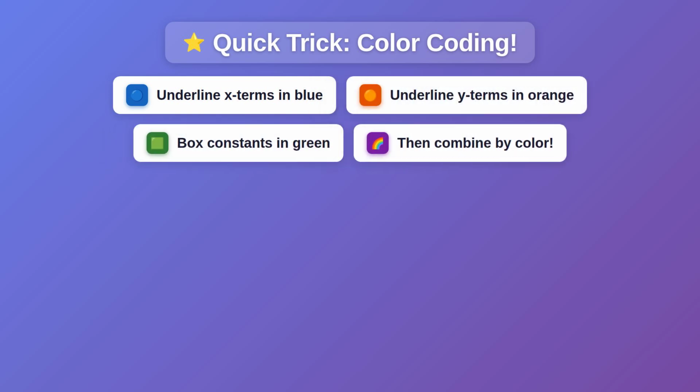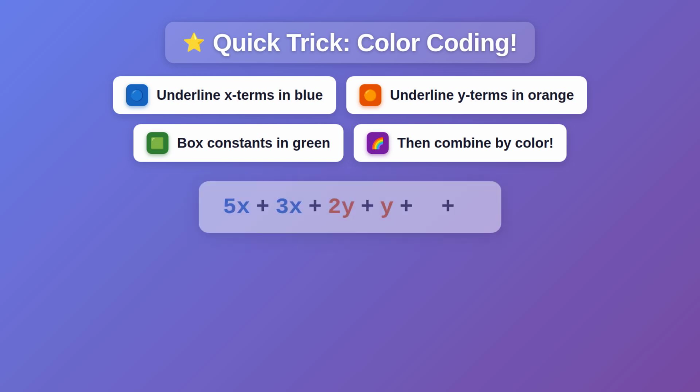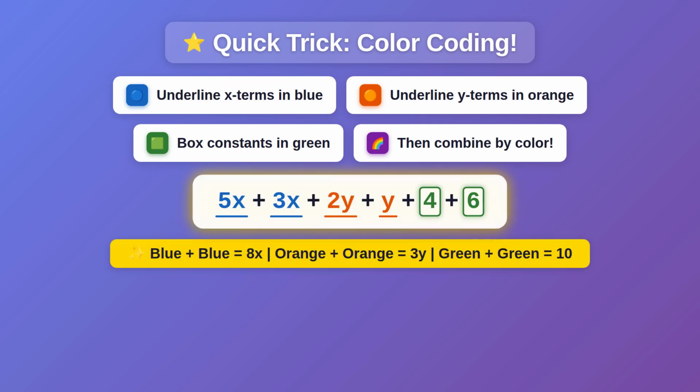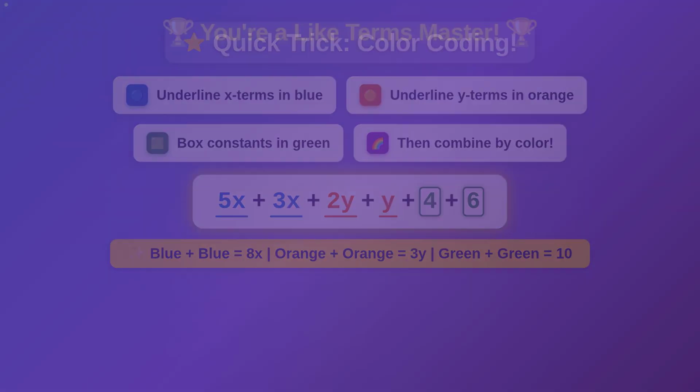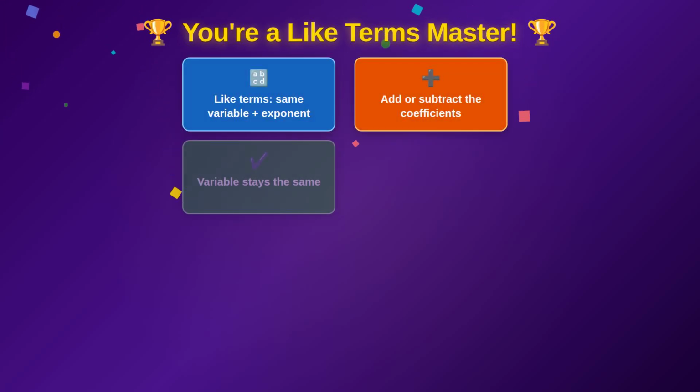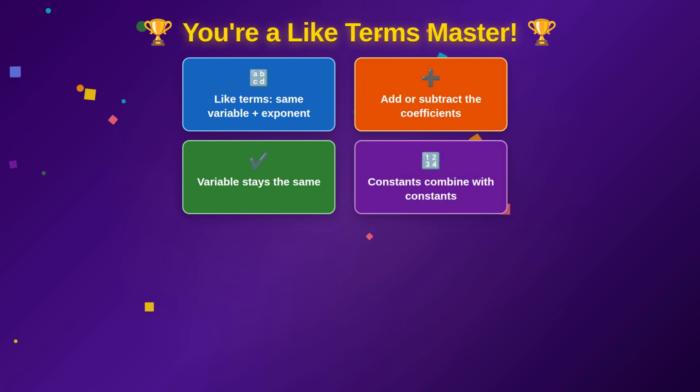Here's a pro trick Marcus started using on every problem: color coding. When you see an expression, grab different colored pencils or just underline mentally. Underline all x terms in blue, all y terms in orange, and put a box around constants in green. Then you just combine by color: blue with blue, orange with orange, green with green. This turns a confusing jumble into a perfectly organized sorting game. Parents, this is a great hands-on strategy to try at home with your kids.